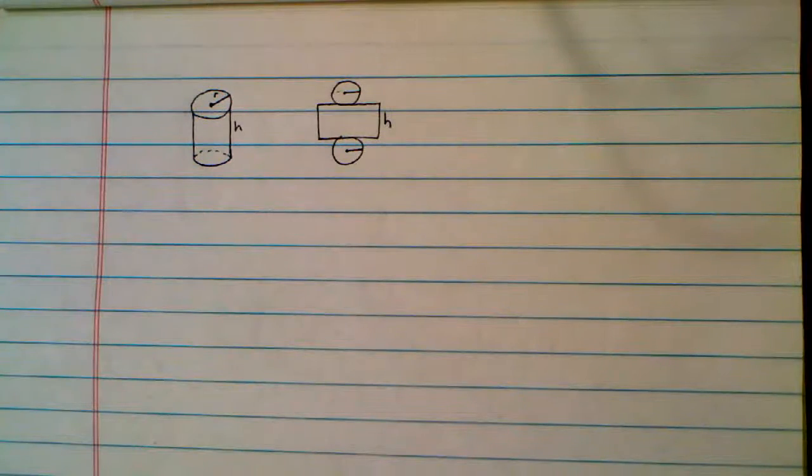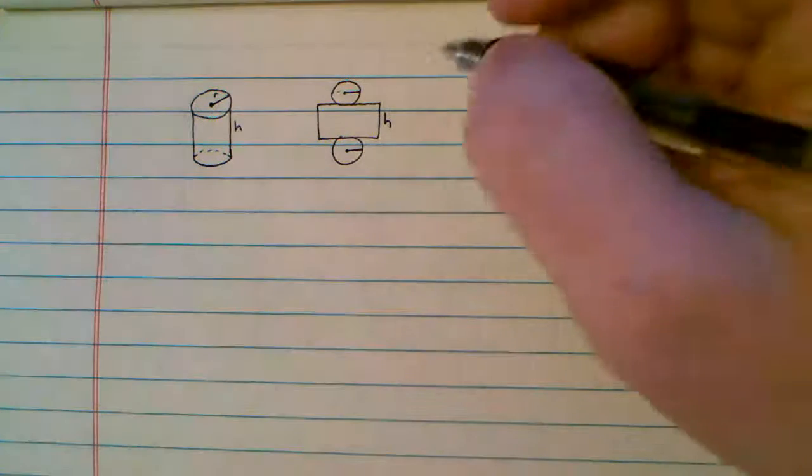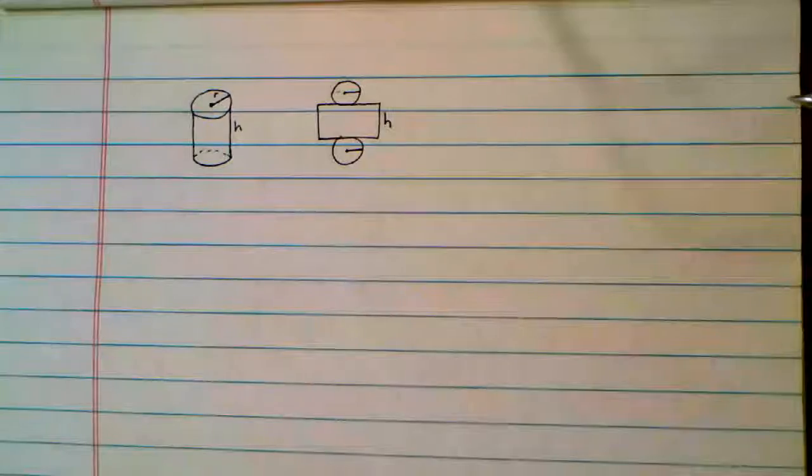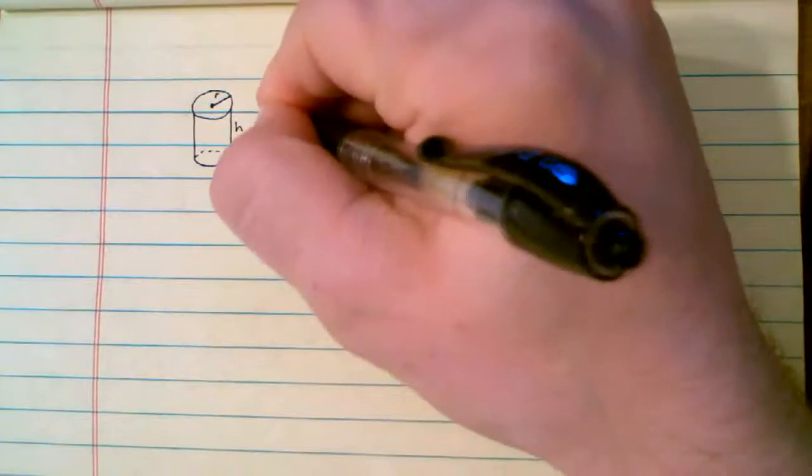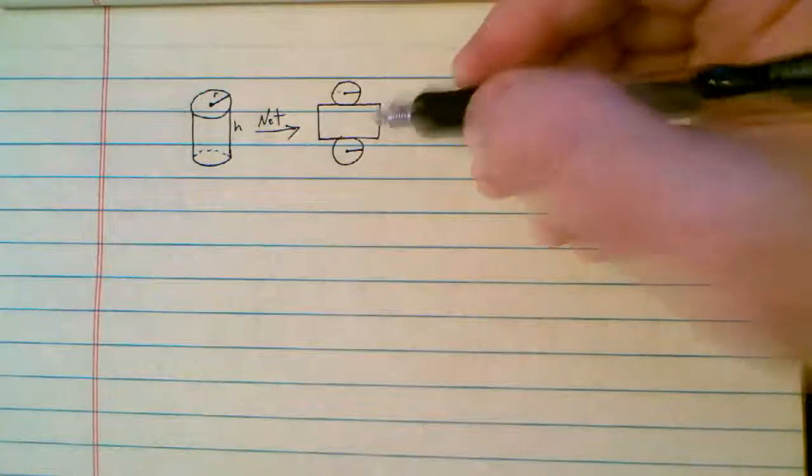So let's look at the surface area of a cylinder. A cylinder, like a can of soup, has two circles and then a rectangle kind of mixed into it. So if you flatten it out, if you make the net, it looks just like this.